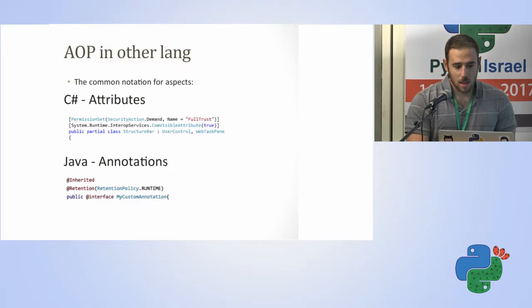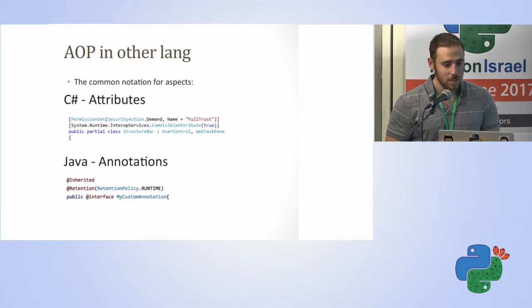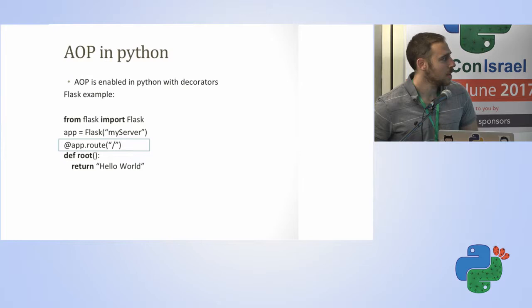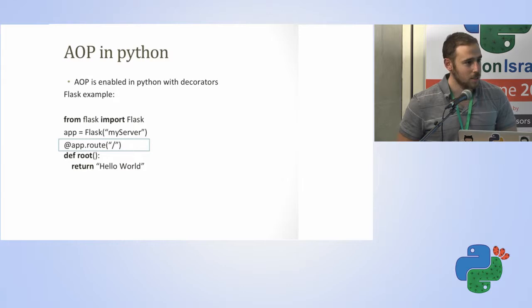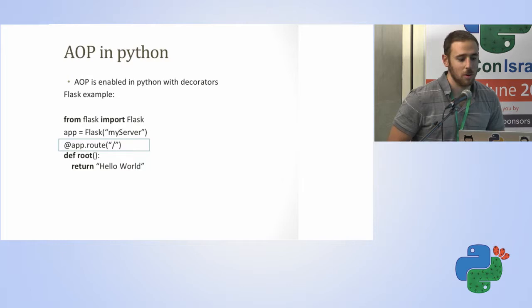Aspect-oriented programming is very useful in a lot of other languages. It is usually called attributes or annotations, depending on whether you come from Java, C#, or any other language. And it's also found in very popular frameworks such as Flask. If you ever wondered what the at sign with app.route is, that's a decorator. By the way, that's a fully functional code snippet that actually is a web server that always sends hello, no matter what you send it.